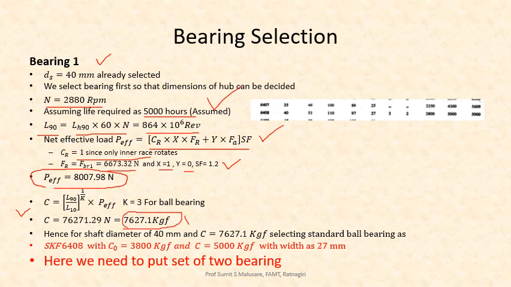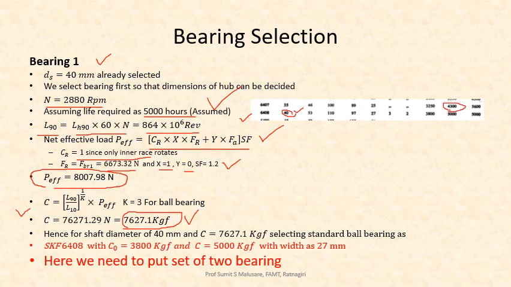7627.1 kgf. Okay, now if you consider the deep groove ball bearing series, the first three series, 60 series, 62 series, 63 series, for a 40 shaft diameter, the available capacity is less than this value. So the final option is SKF 6408 with the shaft diameter of 40, the capacity of the bearing is 4300.